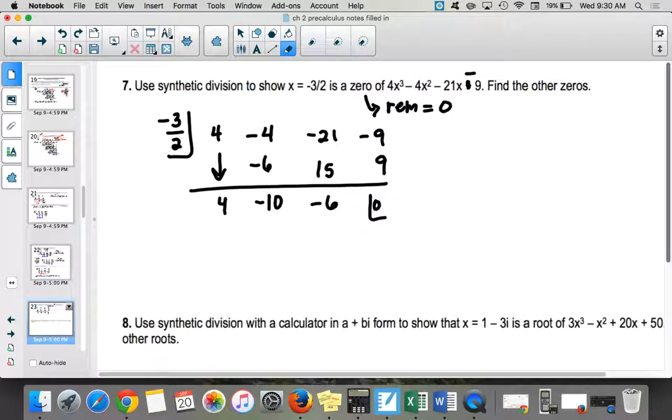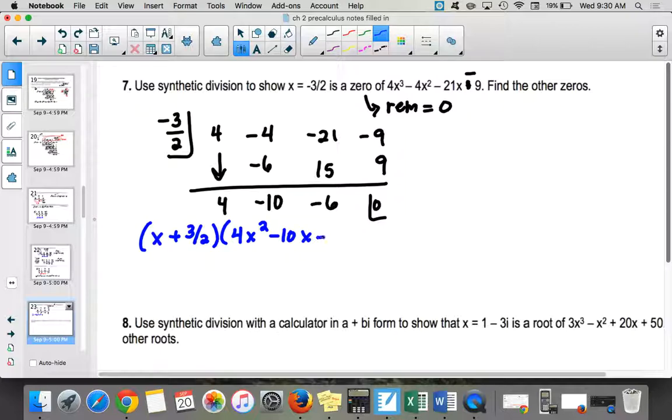All right, so if I'm finding my other zeros, that means I've factored into x plus 3 over 2 times 4x squared minus 10x minus 6. Okay, and you guys remember why we don't usually see x plus 3 over 2? Don't we usually have 2x plus 3? Does that make sense? Yeah, so sometimes when you do this, you can kind of see how we have a GCF of 2 here? Like 4, negative 10, and 6. You could pull out a 2.